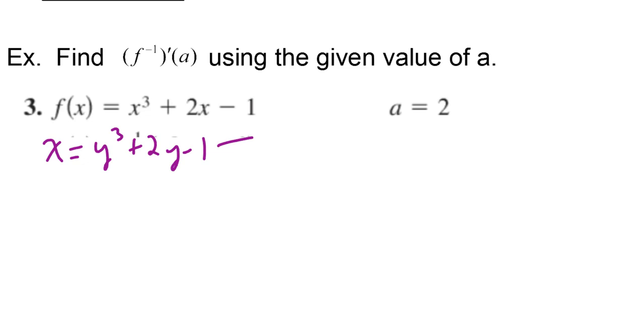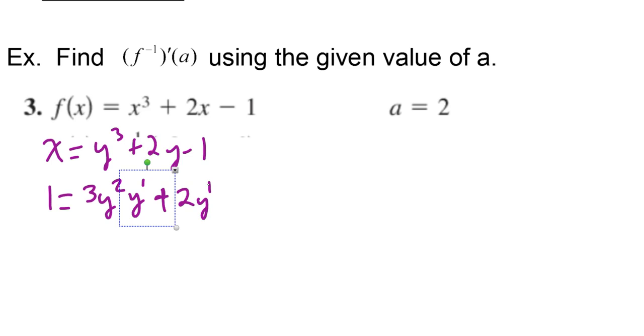So the first thing we do to take the derivative of this, I take the derivative of each term. The derivative of x is 1. The derivative of y cubed is 3y squared. But don't forget, when you take the derivative of a y term, you always have to attach a y prime. Plus the derivative of 2y is 2y prime. And the derivative of negative 1 is 0.